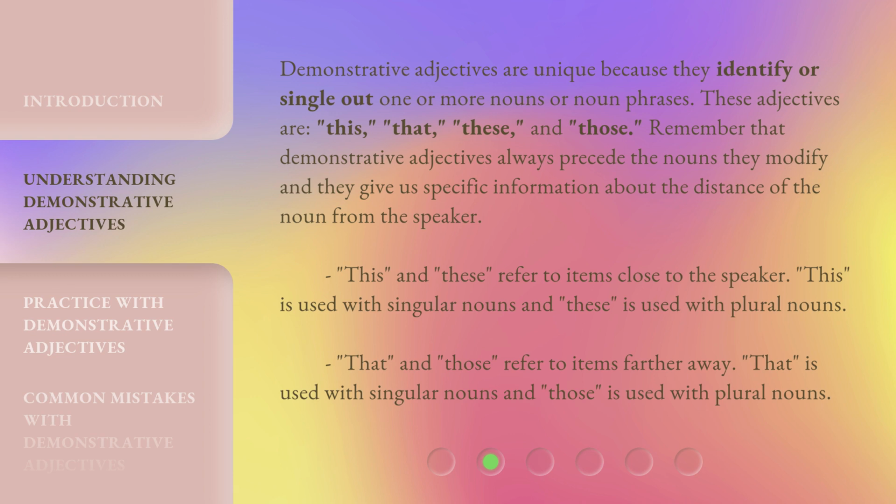This and these refer to items close to the speaker. This is used with singular nouns and these is used with plural nouns. That and those refer to items farther away. That is used with singular nouns and those is used with plural nouns.